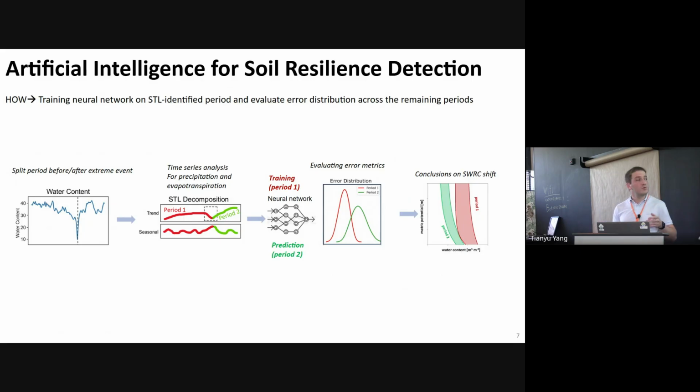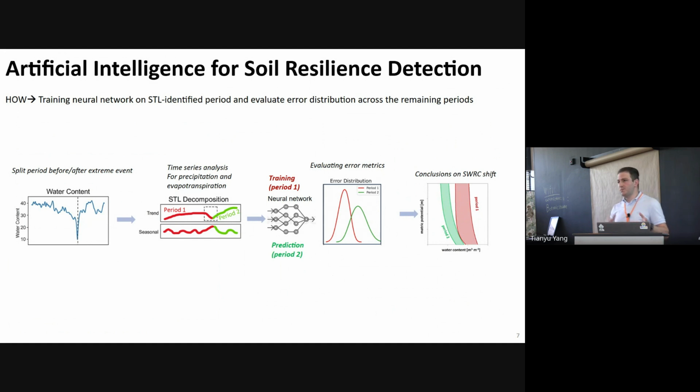Let's assume that our water content time series is changing as shown here. And then we make what is called the STL decomposition. This works by taking the water content and making it into two parts: the trend and the seasonal. The trend is the long-term trend, while the seasonal is something that occurs in a short period.